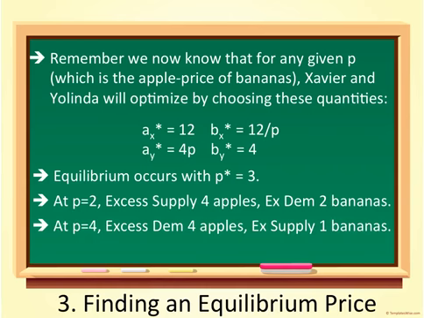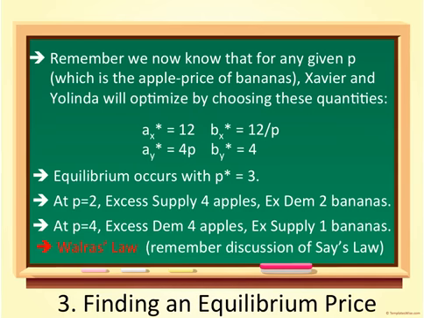Suppose the banana price were 4. So in the apple market, again, Xavier is trying to sell 12 apples. Yolinda is now trying to buy 4 times 4, which is 16 apples. So there's an excess demand of 4 apples. On the other hand, in the banana market, Xavier wants to buy 12 divided by 4, which is 3. Yolinda wants to sell 4. So now there's an excess supply of 1 banana.